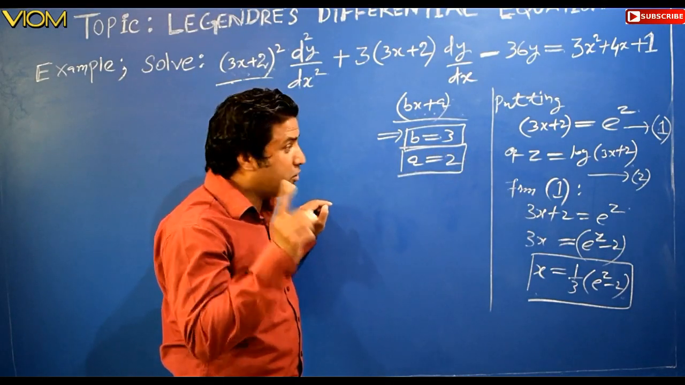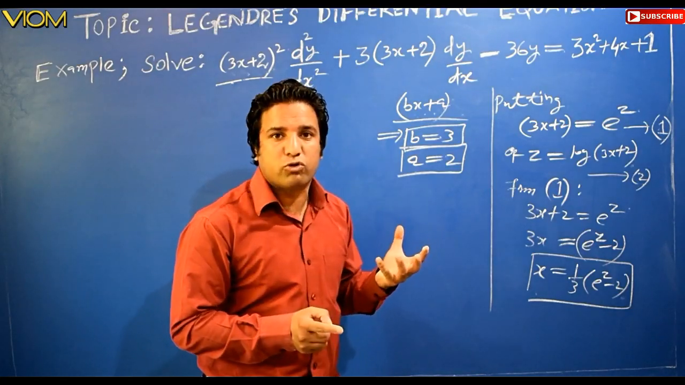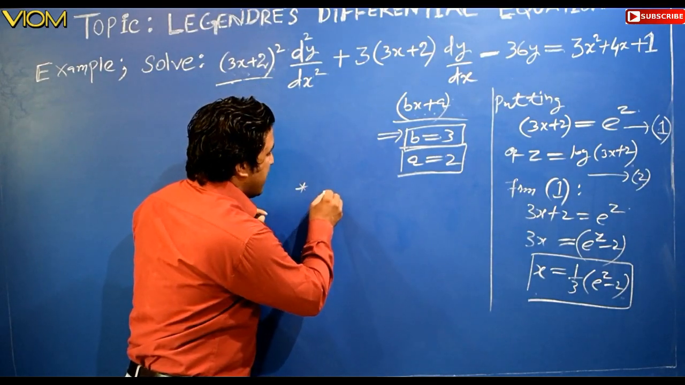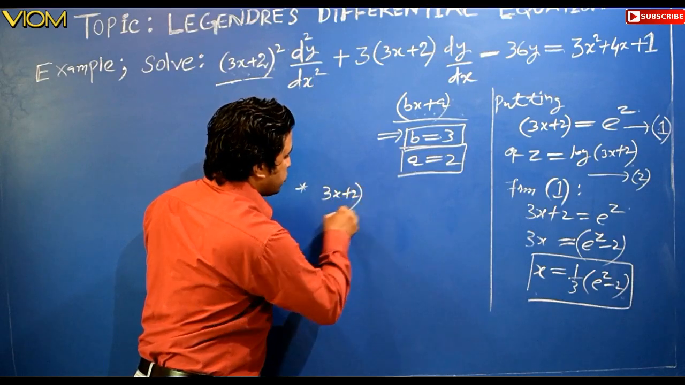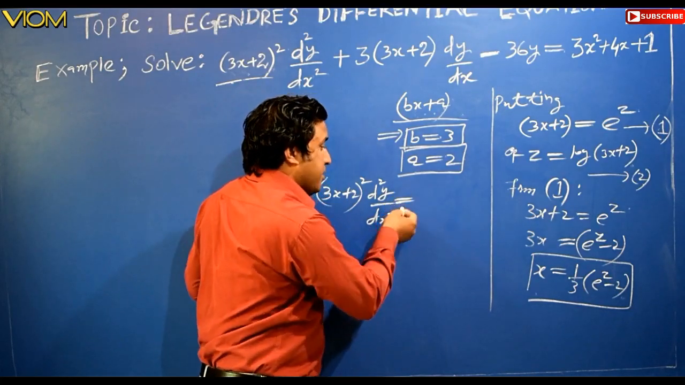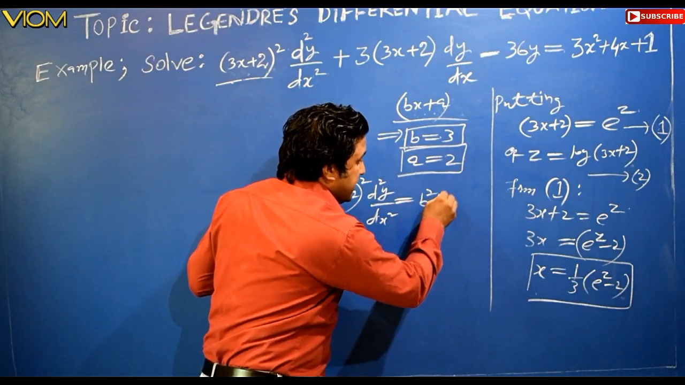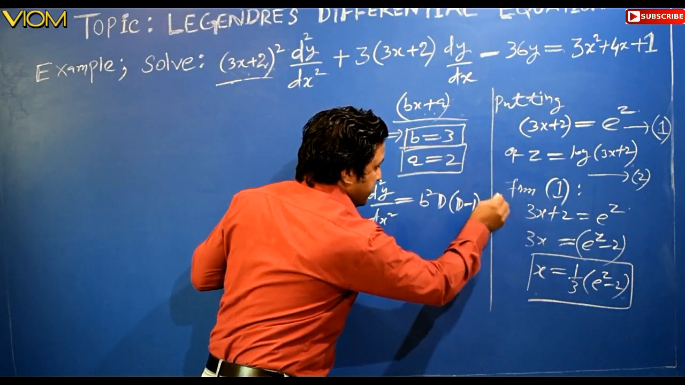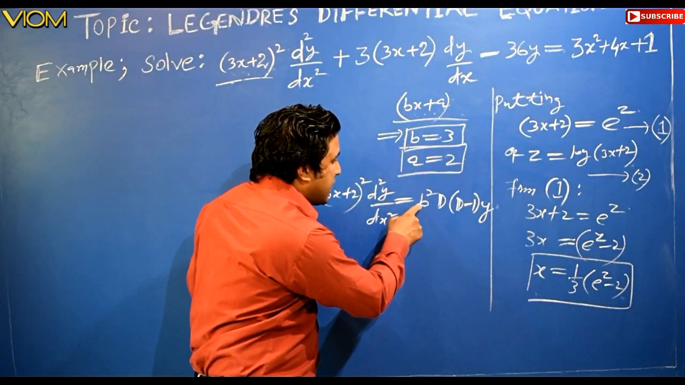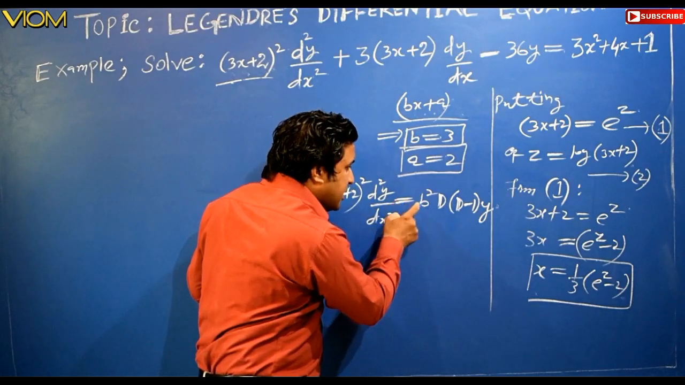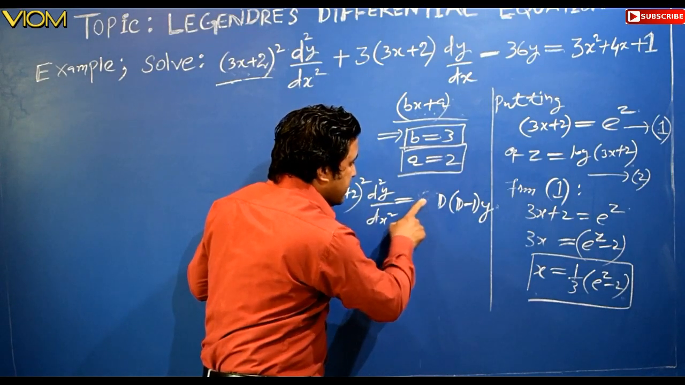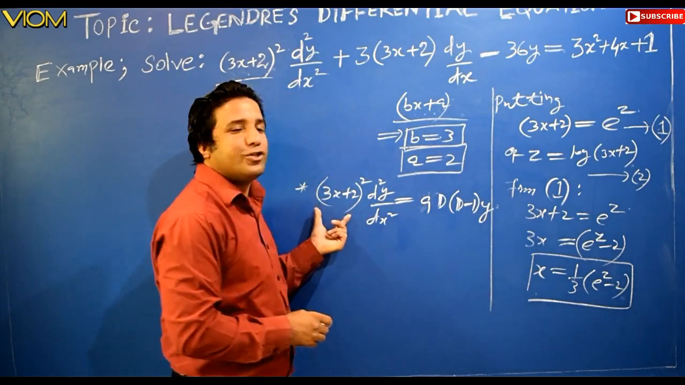Now this is the content. I must use those contents in the numerical. This is the introduction of the numerical. I will use the first numerical, with the coefficient 3x plus 2 whole square times d2y by dx square. It becomes b square times D into D minus 1 into y. You see in the previous lecture, this is b square. What is b here? b is 3. You insert b is equal to 3, so it becomes 3 square, which is 9. I can write directly 9.